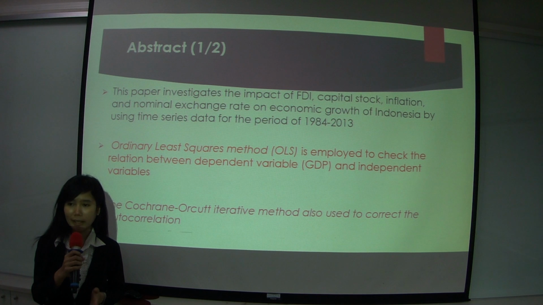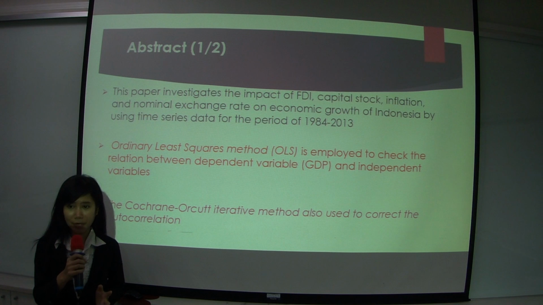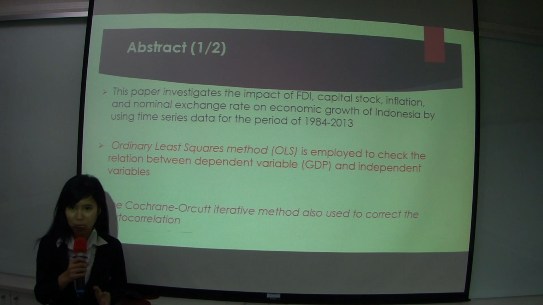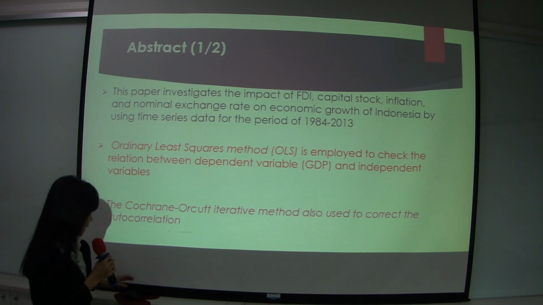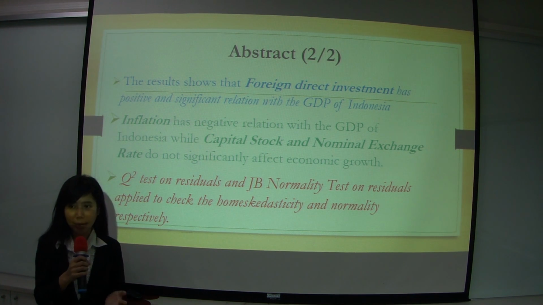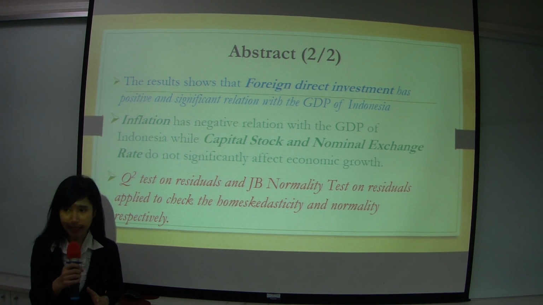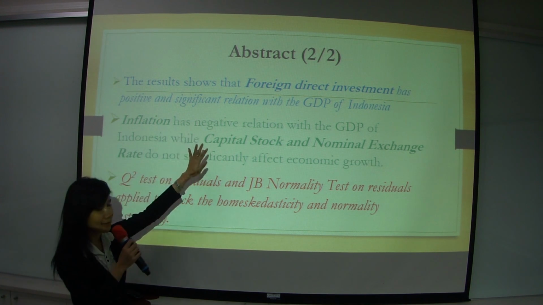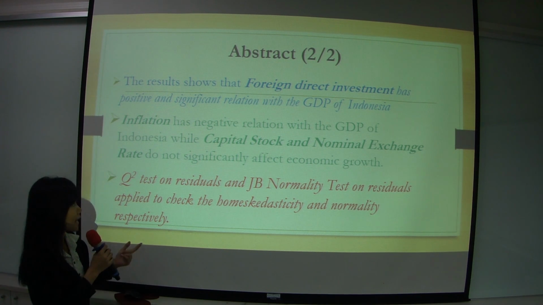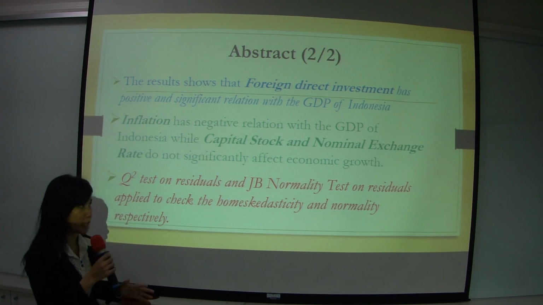Here I use the OLS method, or ordinary least square, to check the relationship between the dependent variables and independent variables. I also use the Cochrane-Orcutt iterative method to correct the autocorrelation. The result shows that foreign direct investment, or FDI, has a significant and positive relationship with the GDP of Indonesia, while inflation has a negative relationship with the GDP of Indonesia, and the capital stock provided by GFCF and nominal exchange rate do not significantly affect the economic growth of Indonesia.